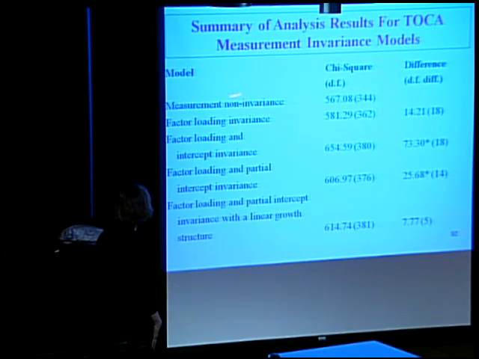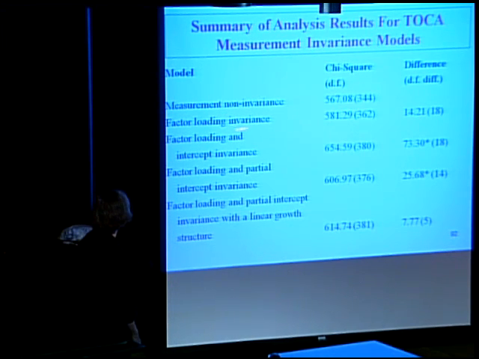So with nothing held equal, measurement non-invariance, 566.08 is the chi-square with 344 degrees of freedom. When we hold the factor loadings equal, chi-square goes up, but it does not go up enough to worsen model fit.